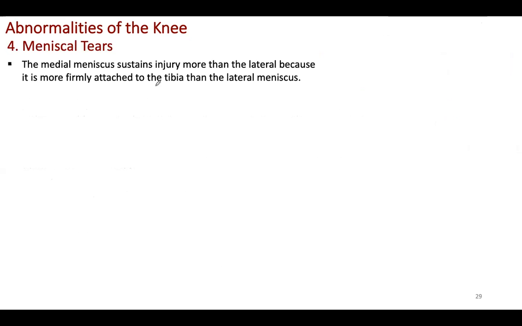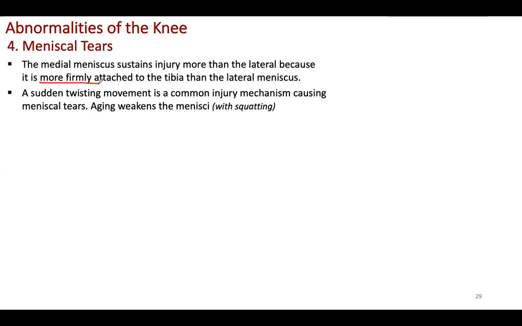That's chondromalacia. Meniscal tears. The medial meniscus sustains injury much more than the lateral because the medial meniscus is more firmly attached to the tibia than the lateral meniscus. A sudden twisting movement is the mechanism of injury. Also aging weakens the menisci.